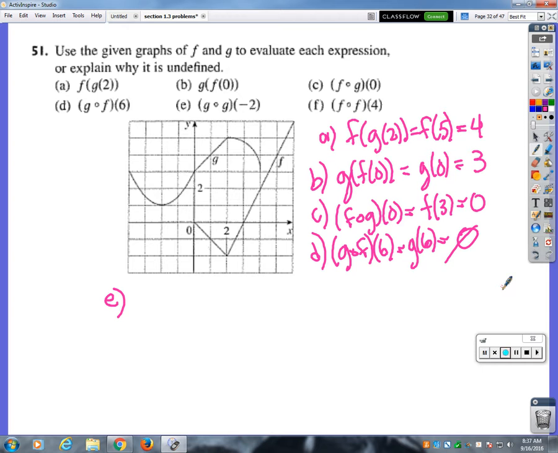Okay, then g of negative 2. So that'd be negative 1. Why is it negative 1? Because if I go to negative 2 on the x-axis, then go up to the graph, I get negative 1. And then, I know, it's still positive 1, because oh yeah, you are correct.